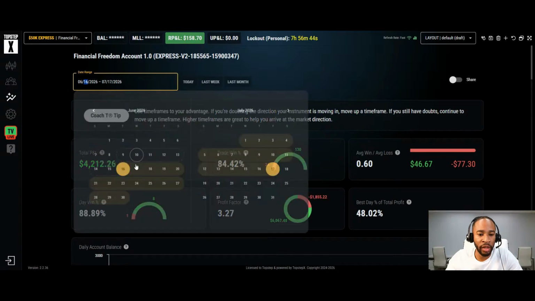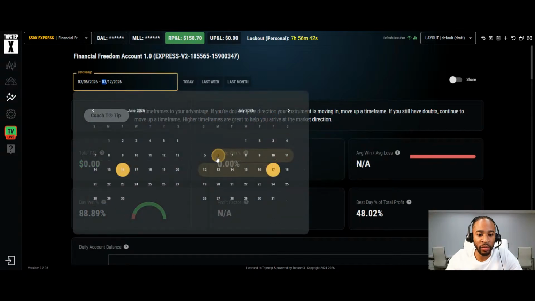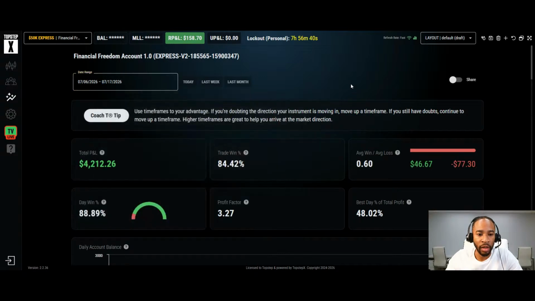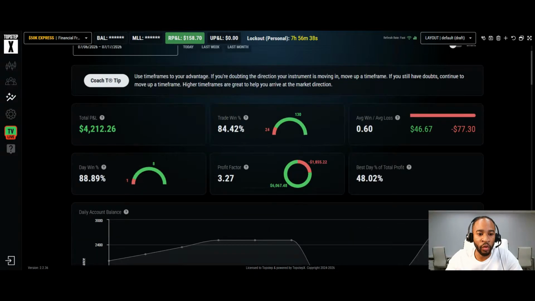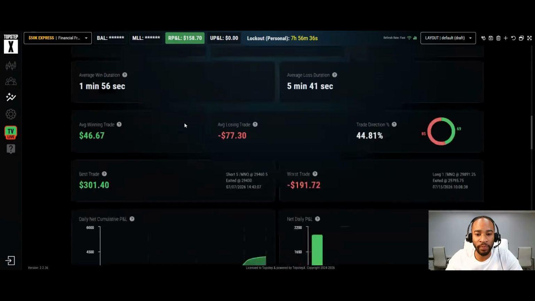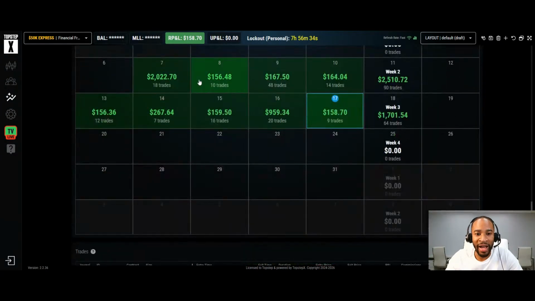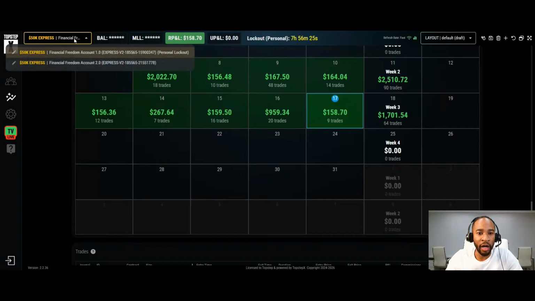Yep, 1 day away from a payout. So let me check something really quick. All right, so for the past 2 weeks, we're up $4,212.26. 9 green trading days. Let me see. 1, 2, 3, 4, 5, 6, 7, 8, 9. 9 green trading days. So one more day, and I'll be able to take out a payout.